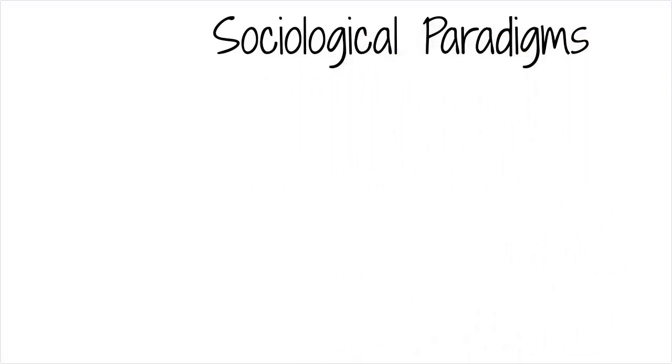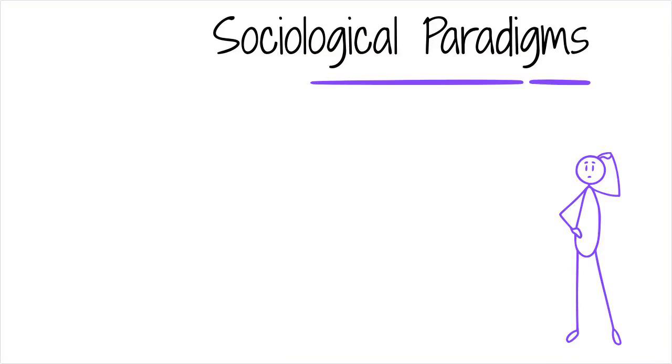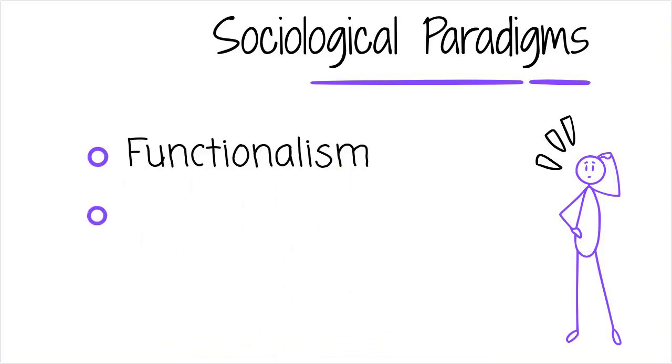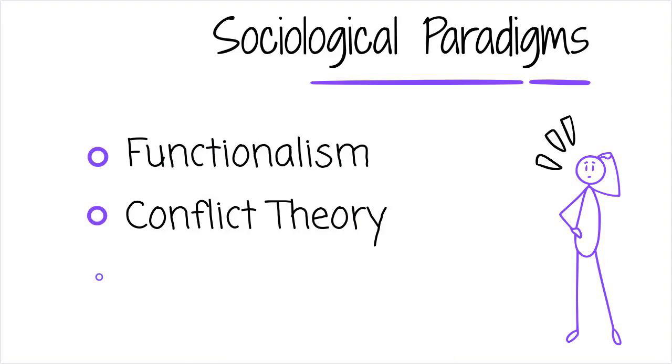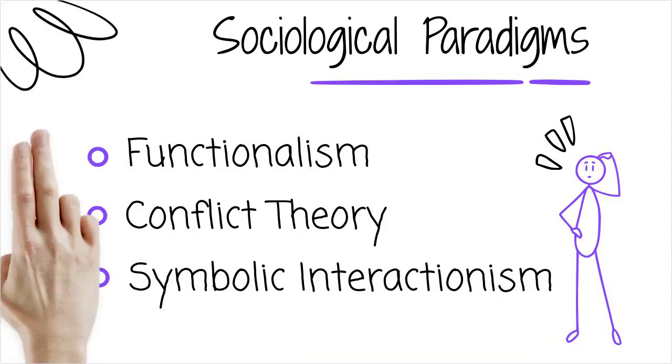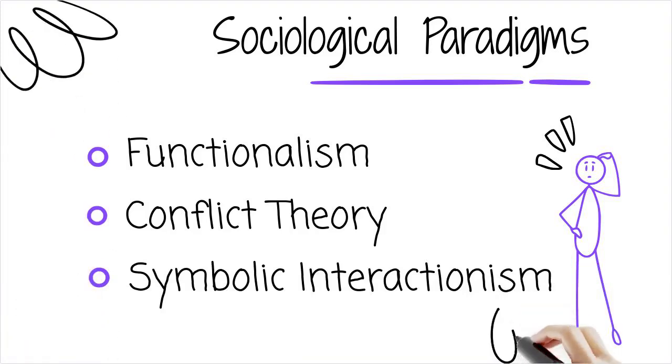Sociological paradigms are big-picture theories we use to study society. They guide how we ask questions and interpret human behavior. They are best described as the lens we view the world through. The three main ones were established by pioneering sociologists, and they are functionalism, conflict theory, and symbolic interactionism. Sound interesting? Stick around and learn more.